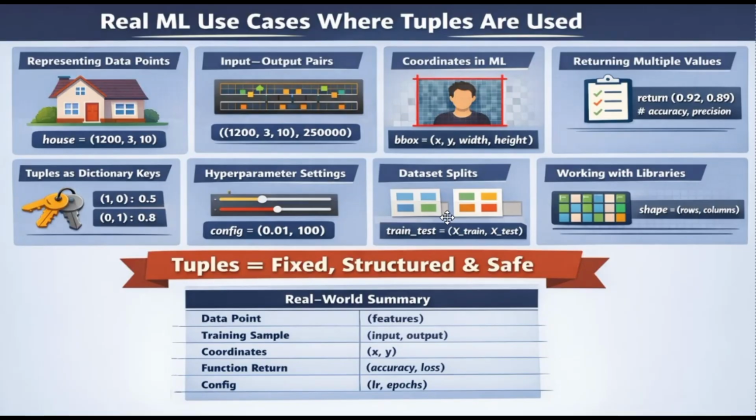Dataset splits. Used in every ML project. We will split the dataset into training data and testing data. At that time, we will use a tuple. Working with libraries: used when handling matrices, images, datasets. In libraries like NumPy, the shape returns rows and columns, like 3, 4 means 3 rows and 4 columns. So for the shape we mostly use a tuple.